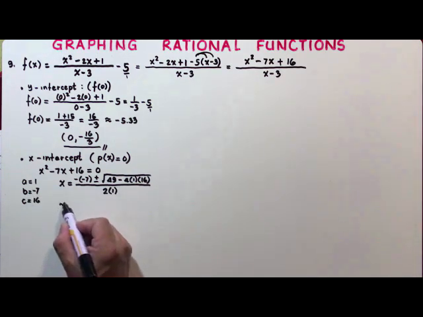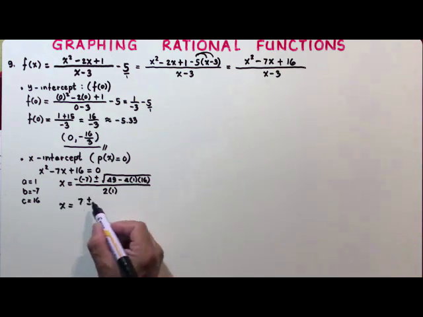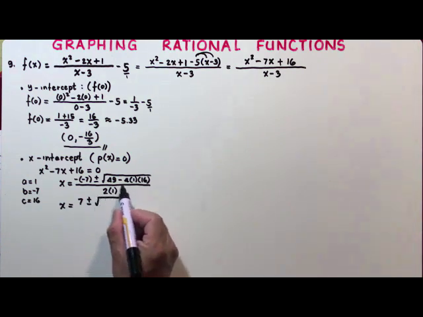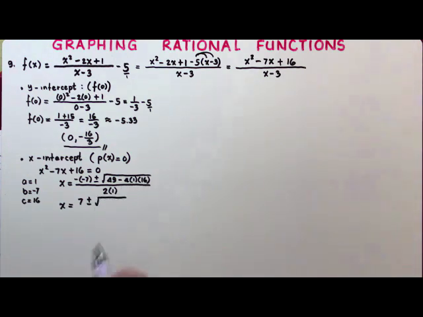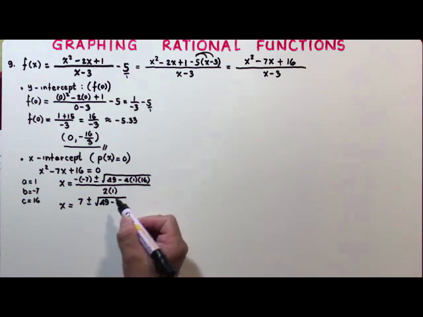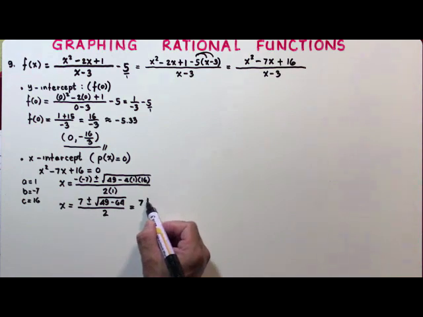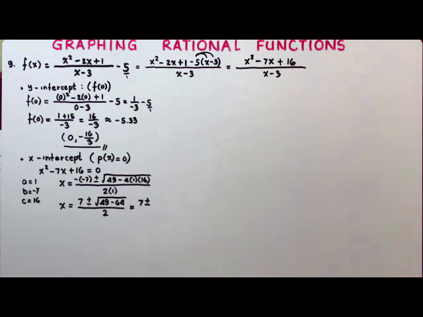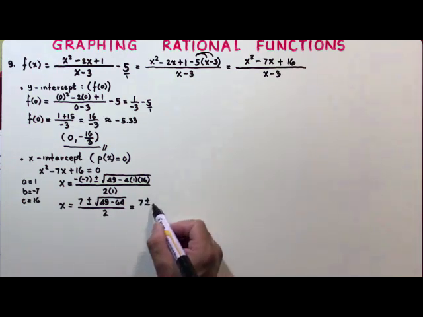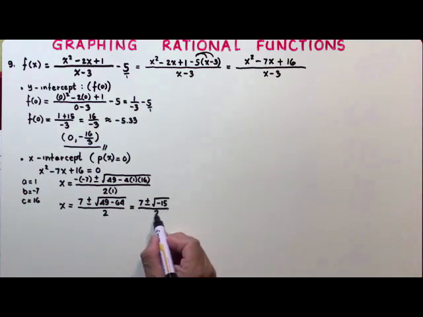Now, simplifying this expression, we have 7 plus and minus the square root of 49 minus 4 times 16. And 4 times 16 is 64. So, minus 64 here, and this will be divided by 2. So this is 7 plus and minus the square root of 49 minus 64, which is negative 15, divided by 2.